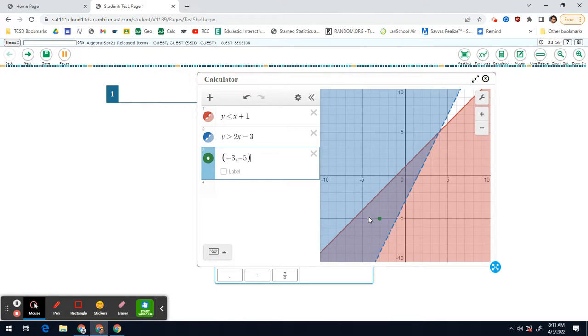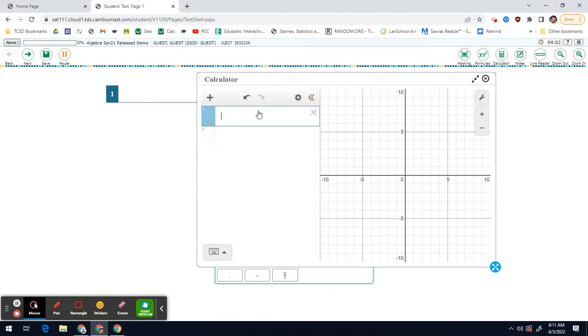What about functions? All right, let's take a look at functions here. So if I have a quadratic function, f of x equals 2x squared minus 5x minus 9. There you go. Okay, so that'll graph it.